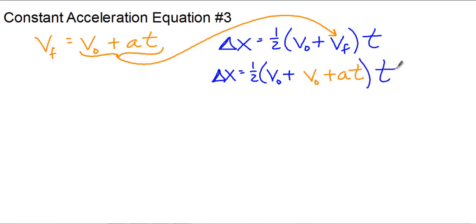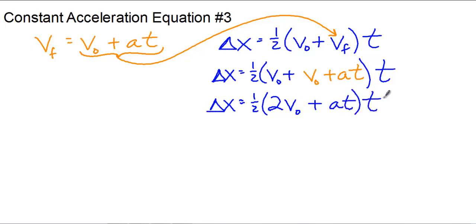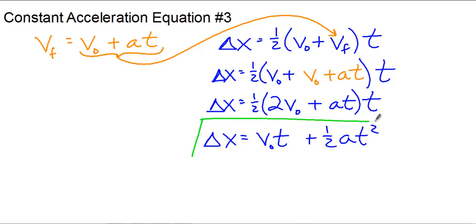times t. Okay, so now I have to do a little bit of algebra. We're going to combine our like terms, and our like terms in this case are v naught and v naught. So we're going to add those together. So delta x is 1/2 times 2 v naught plus at times t, and then we're going to distribute our 1/2 and our t through, and we will get that delta x is equal to v naught t plus 1/2 at squared. Okay, that is our third of the big four.